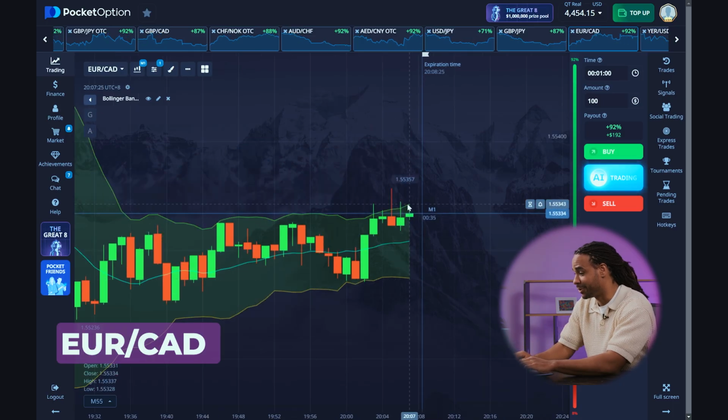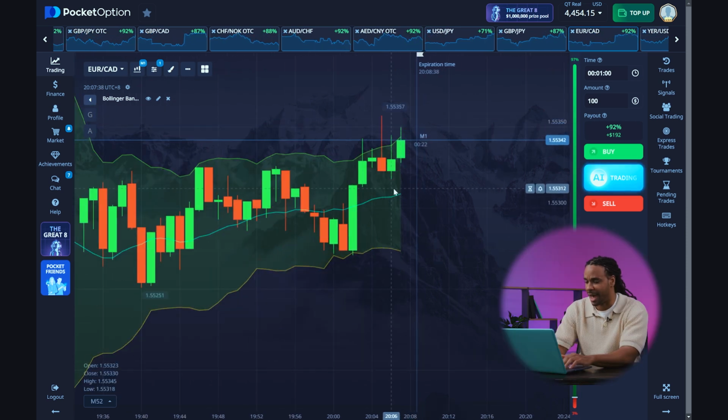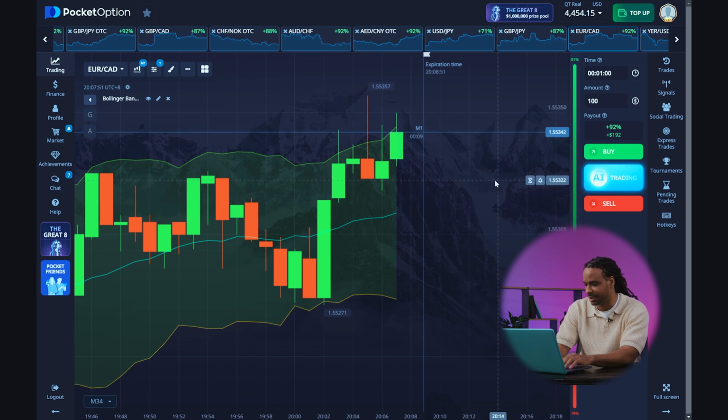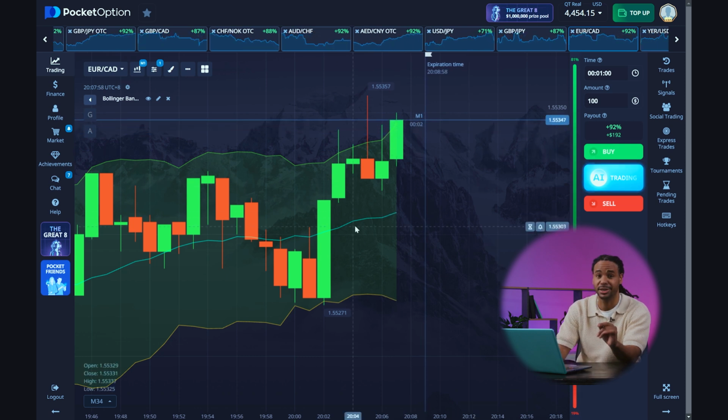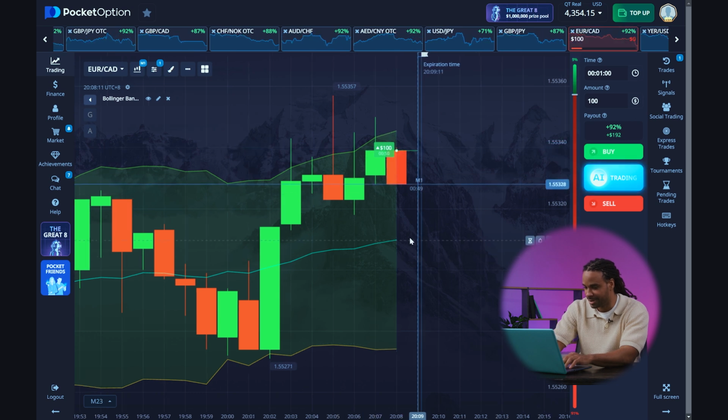We see several candle wicks near the upper boundary. The Bollinger Bands indicate an uptrend. Note how the upper and lower bands are gradually widening. That suggests a strengthening trend. I opened a trade in the direction of the trend.